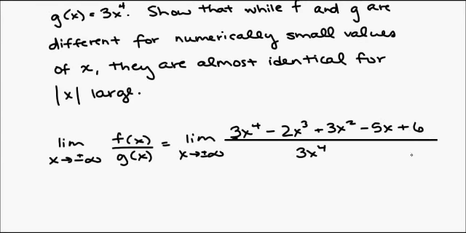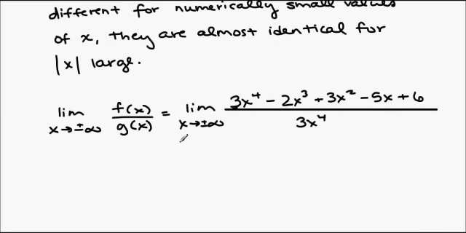And this, we're going to use a quotient rule here. Remember, you can break this up into 1, 2, 3, 4, 5 different fractions. So I'm going to do that. So we have 3x to the 4th.